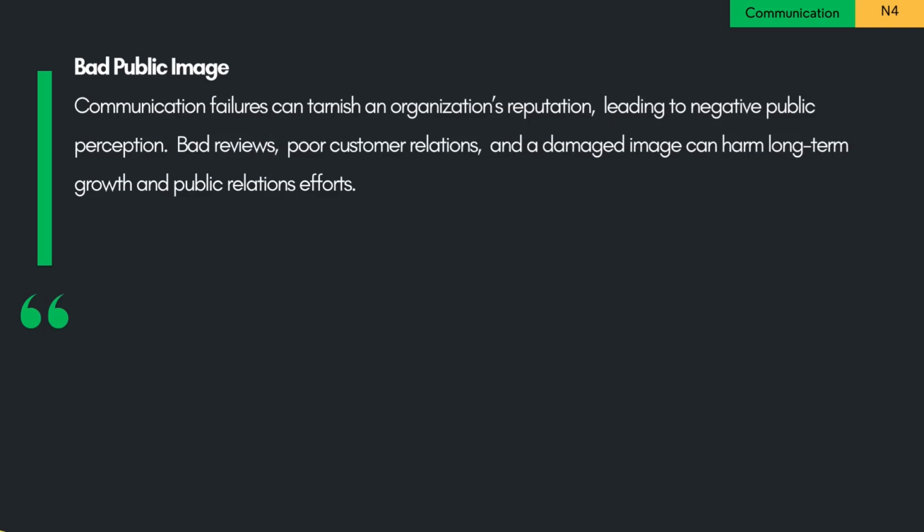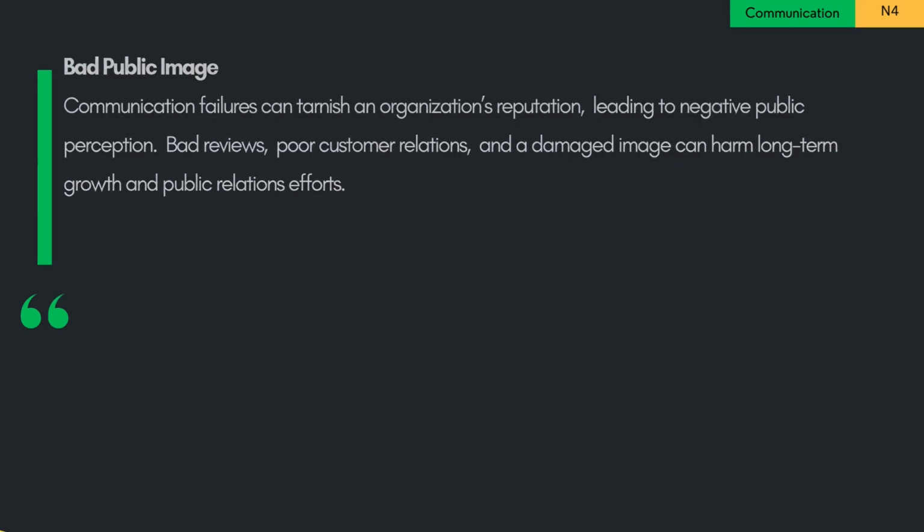Communication failures can tarnish an organization's reputation, leading to negative public perception. Bad reviews, poor customer relations, and a damaged image can harm long-term growth and public relations efforts.